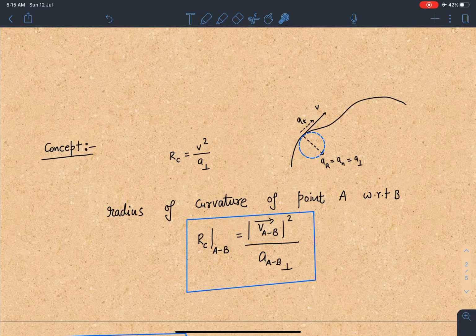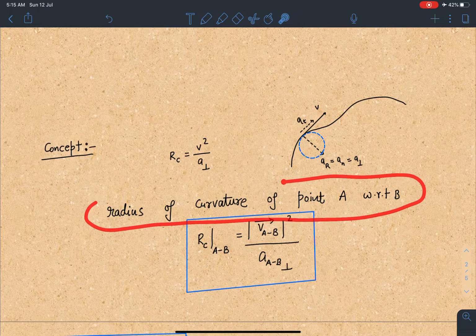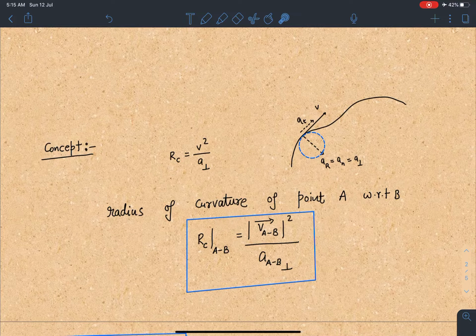Similarly, we can generalize this concept when 2 points in space are moving. So radius of curvature of point A with respect to point B, I can simply write as speed of A with respect to B whole square of that divided by acceleration of A with respect to B, its perpendicular component, which is perpendicular to the velocity vector.